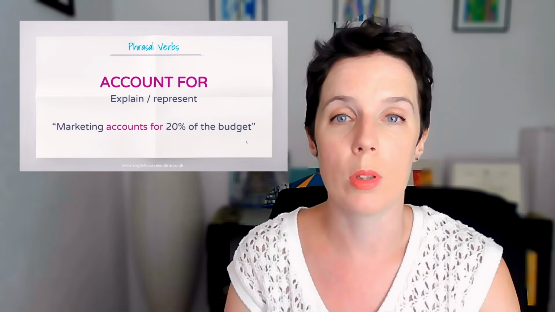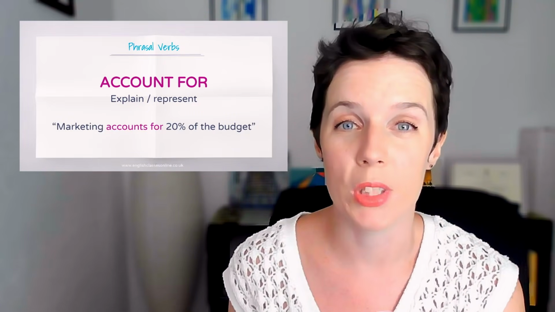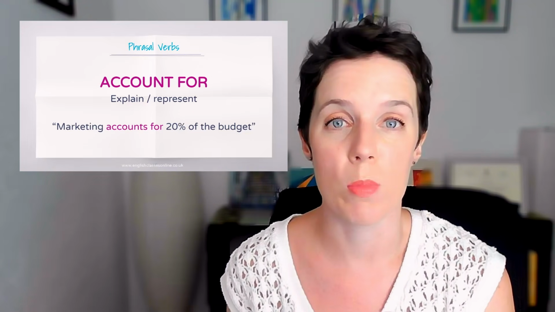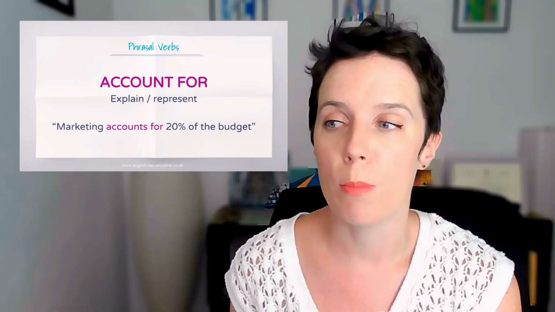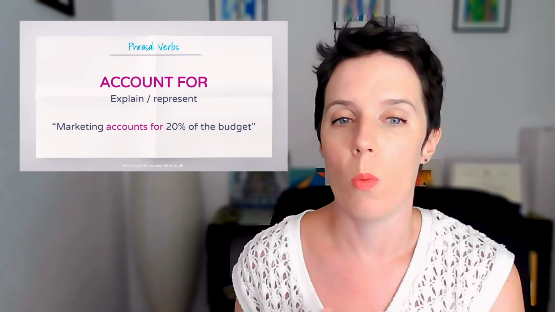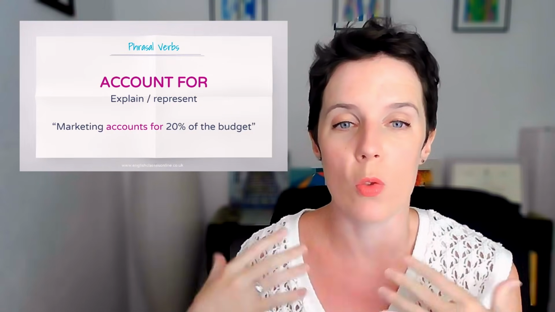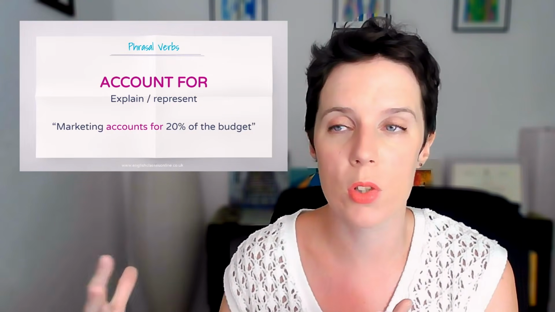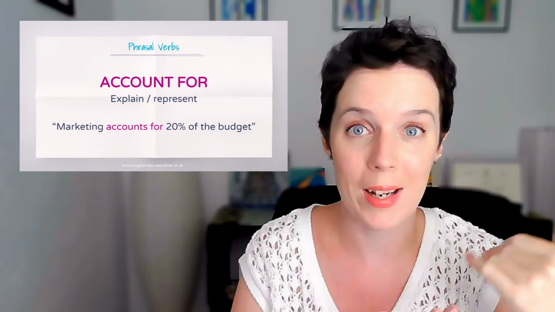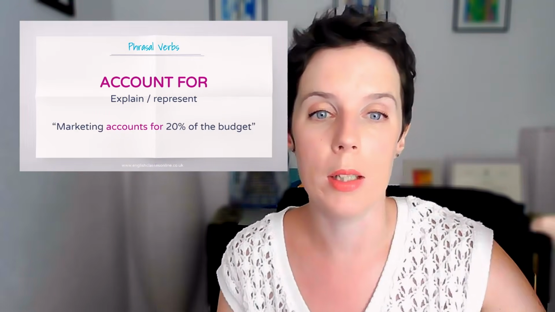Account for. Account for means to explain or represent. For example, marketing accounts for 20% of the budget. But you could also use this in a different way in your essay as well. So if you're answering the question why does something or how does something, you can say X, Y, Z accounts for or explains why X, Y, Z.